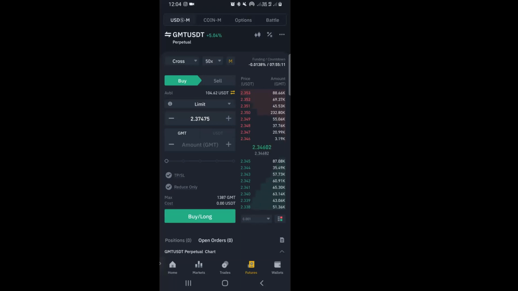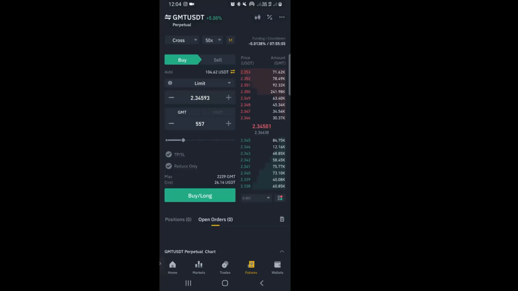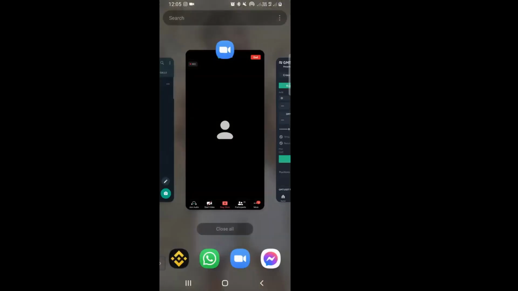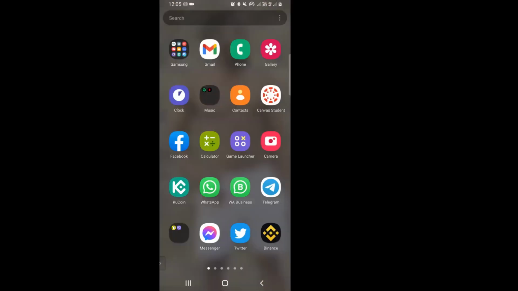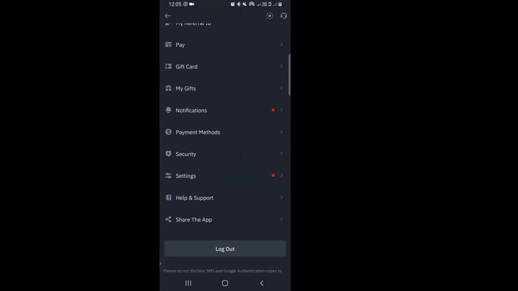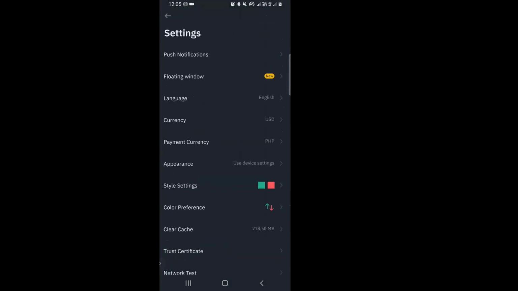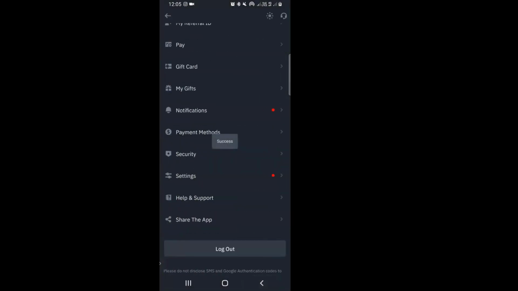I don't care if I'm losing. This is just for this class. Let's say we are going to buy this coin. You guys should give me 1 minute. I have to reopen my Binance, and then I have to clear my cache. Security setting.